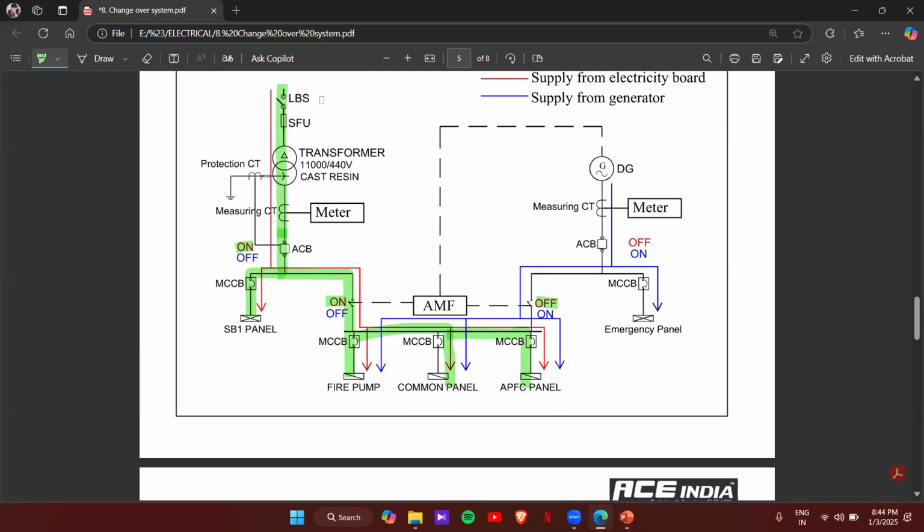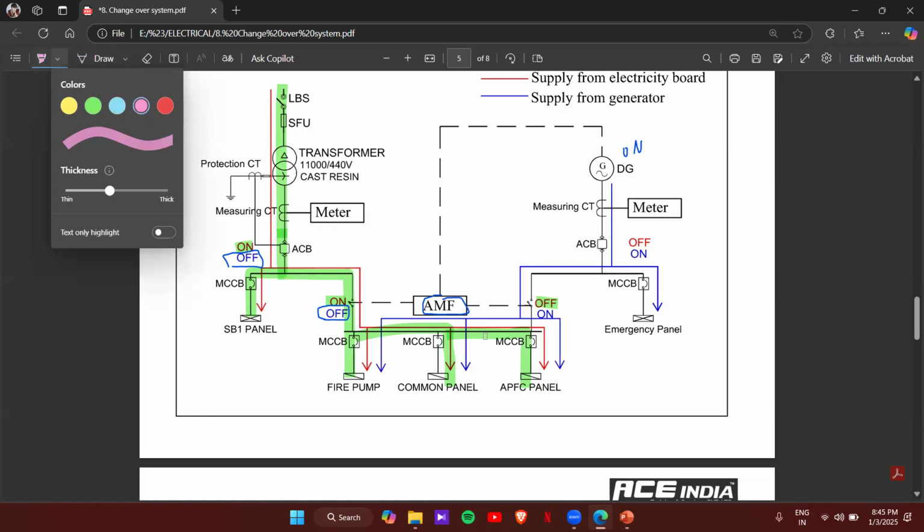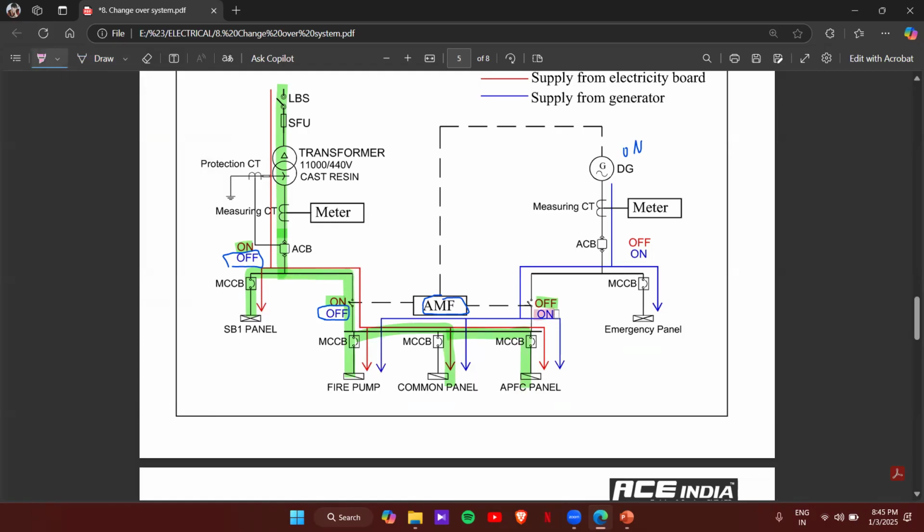And if there is no supply, you have the AMF here. AMF will detect that and it will turn on the DG. Once it is turned on, our transformer side ACB will be turned off and this contactor will be turned off. And the remaining two contactors, we have one contactor over here that will be turned on and the ACB will be turned on.